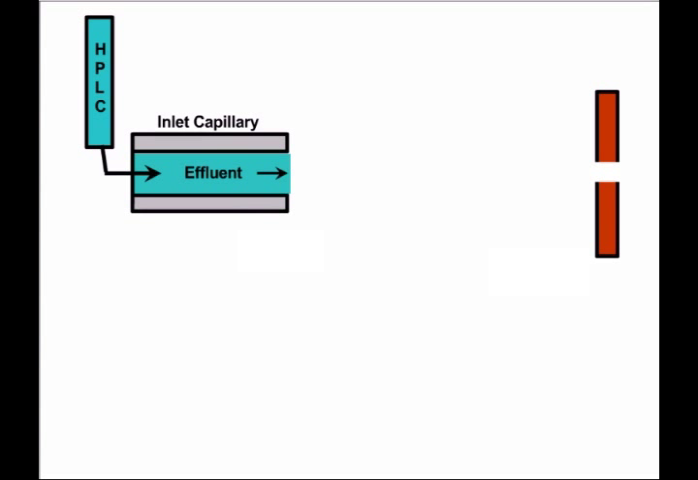Well, if we look at an electrospray interface, it's a very simple device. We have an HPLC column which feeds the effluent from that column through an inlet capillary. That capillary is in the atmospheric pressure region of the interface. So this atmospheric pressure region is a closed region, but it's not evacuated. It isn't under vacuum. It's simply atmospheric gases are present.